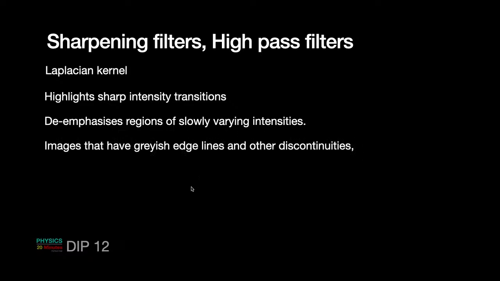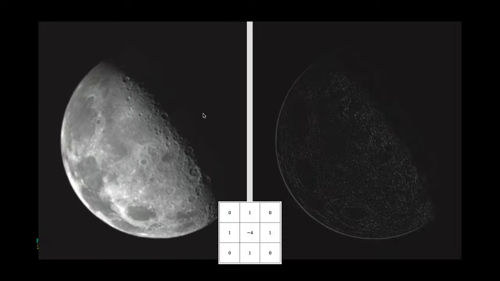So what you will get is an image having grayish edge lines. Grayish means if it is a very sharp intensity transition, it may look even white, otherwise some shade of gray depending on the strength of the edge and discontinuities. And your background will be mostly dark, because most of the large-scale structures where the intensity is constant will vanish. So let me show you one example here.